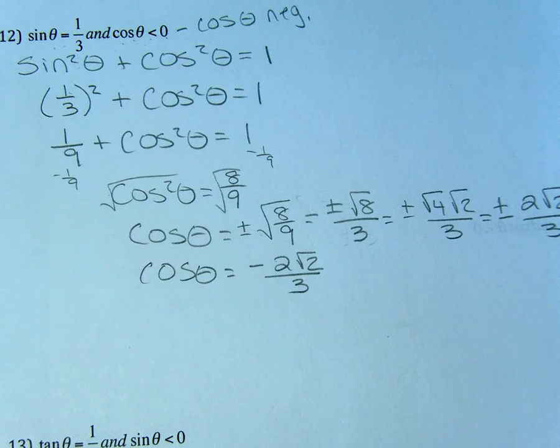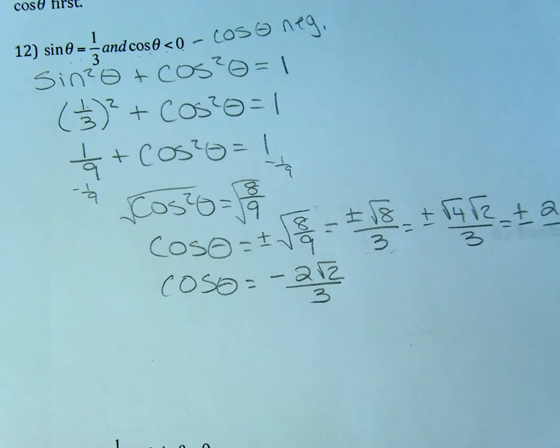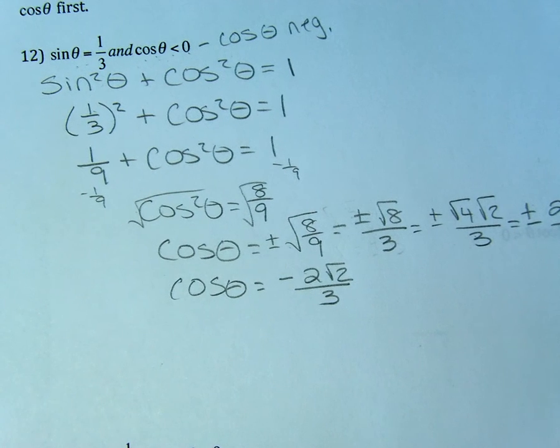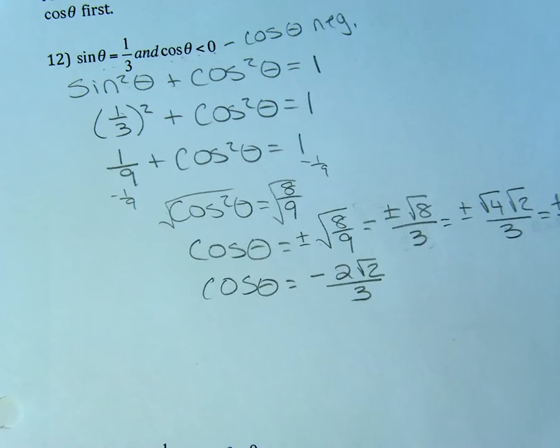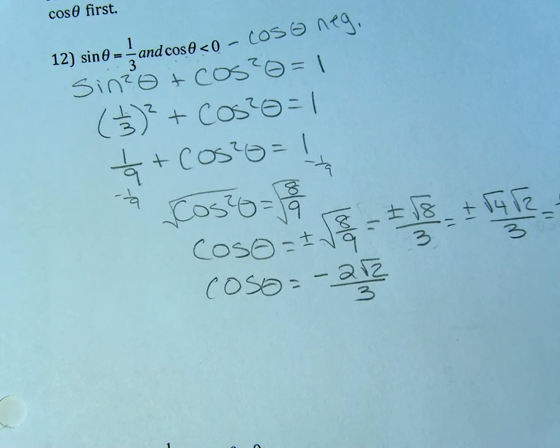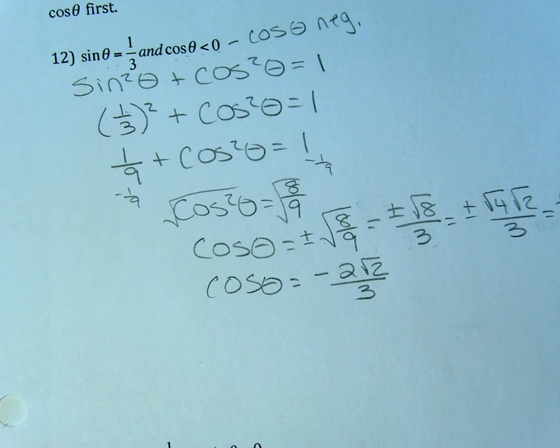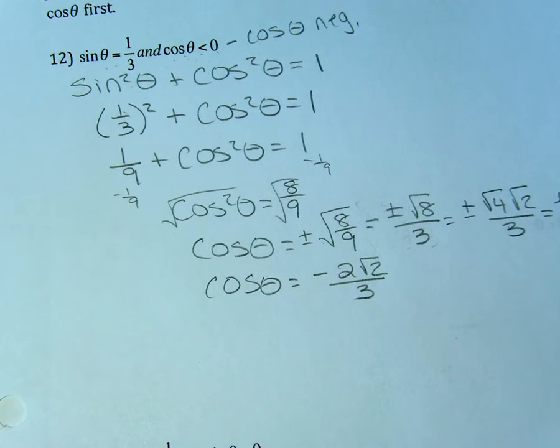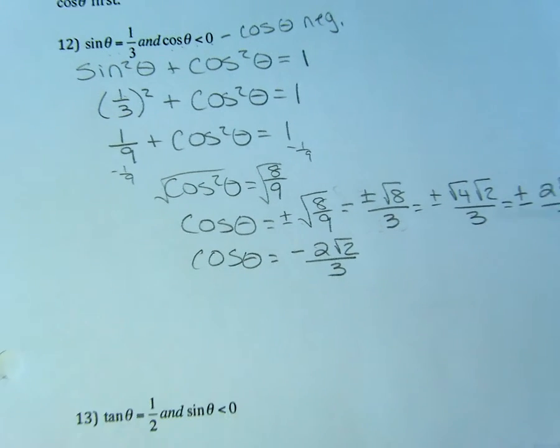Well, you feel like you're all done, but you'd be wrong, because you have to find the other trig functions as well. You need to find tangent. You need to find cosecant. You need to find secant. And you need to find cotangent. Wow, all that work and you're not even close to being done. But the hard part's over.